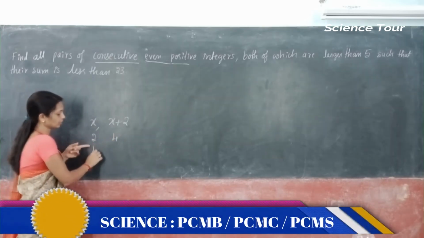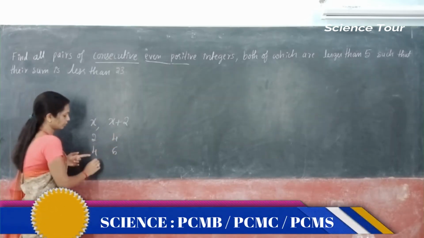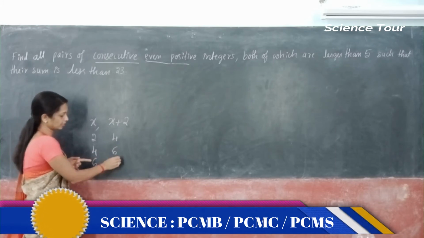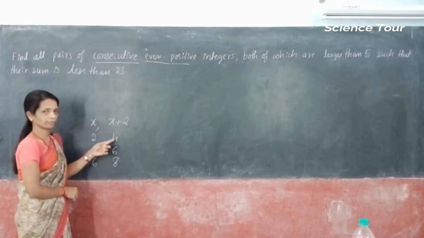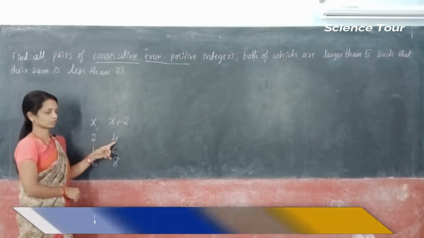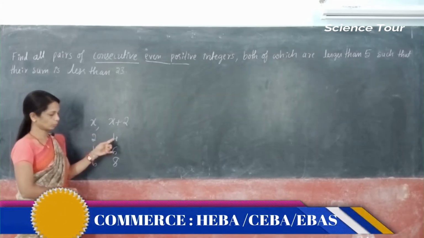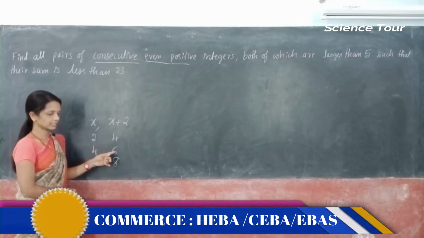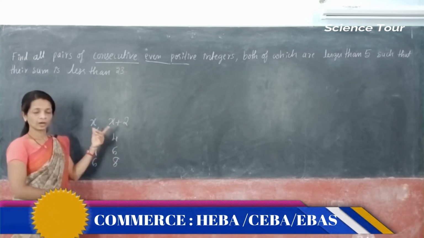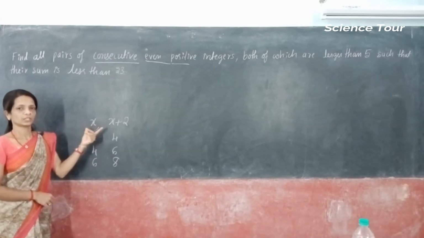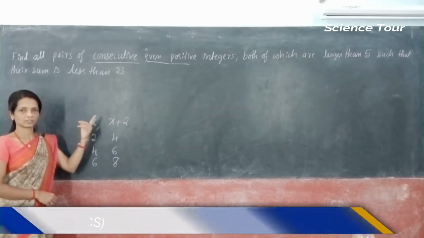If you take a 4, next will be 6. If you take 6, next will be 8. You can see that the second one is 2 more than the first. 2 plus 2, that is 4. 4 plus 2, that is 6. 6 plus 2, that is 8. So two consecutive even integers will always be in the form x comma x plus 2.